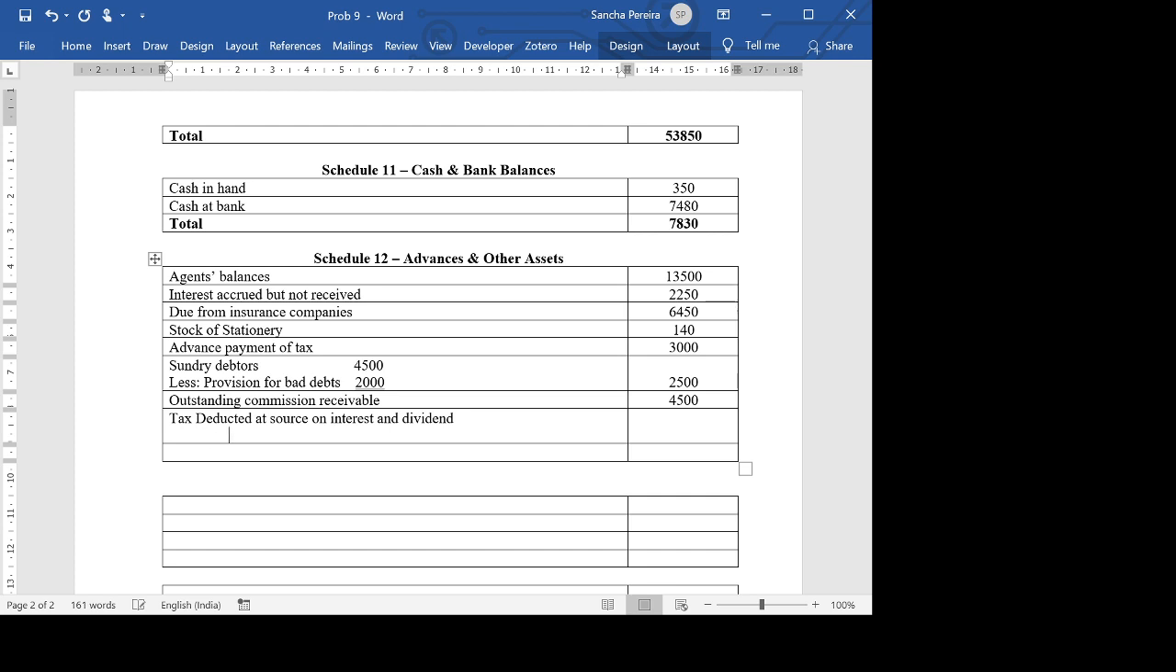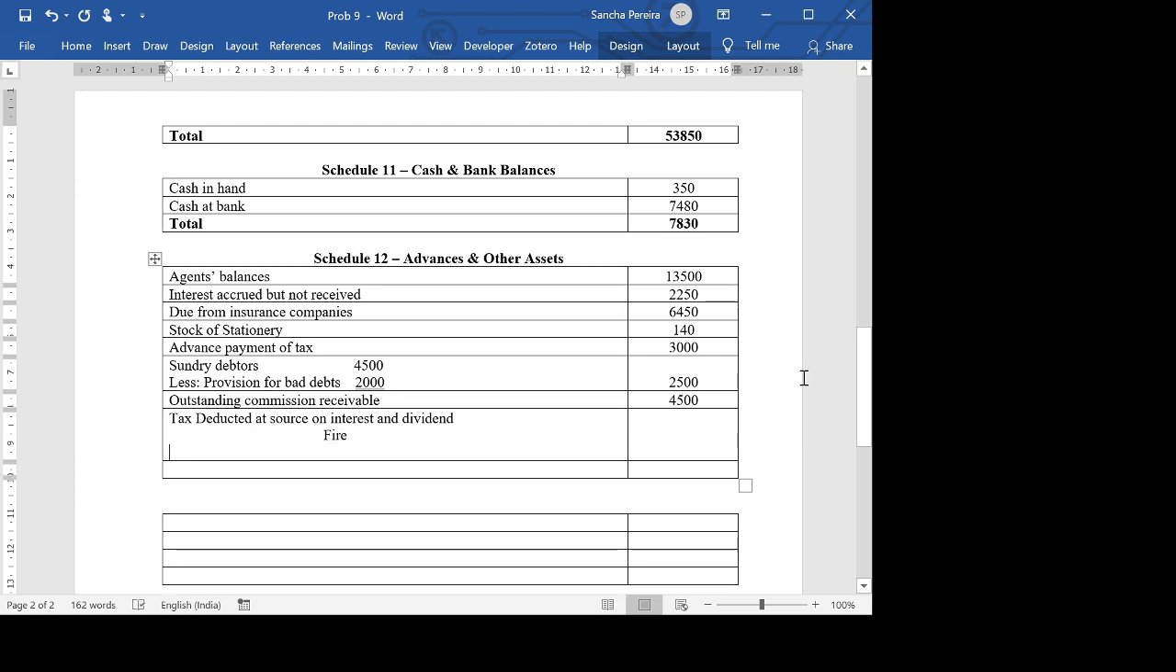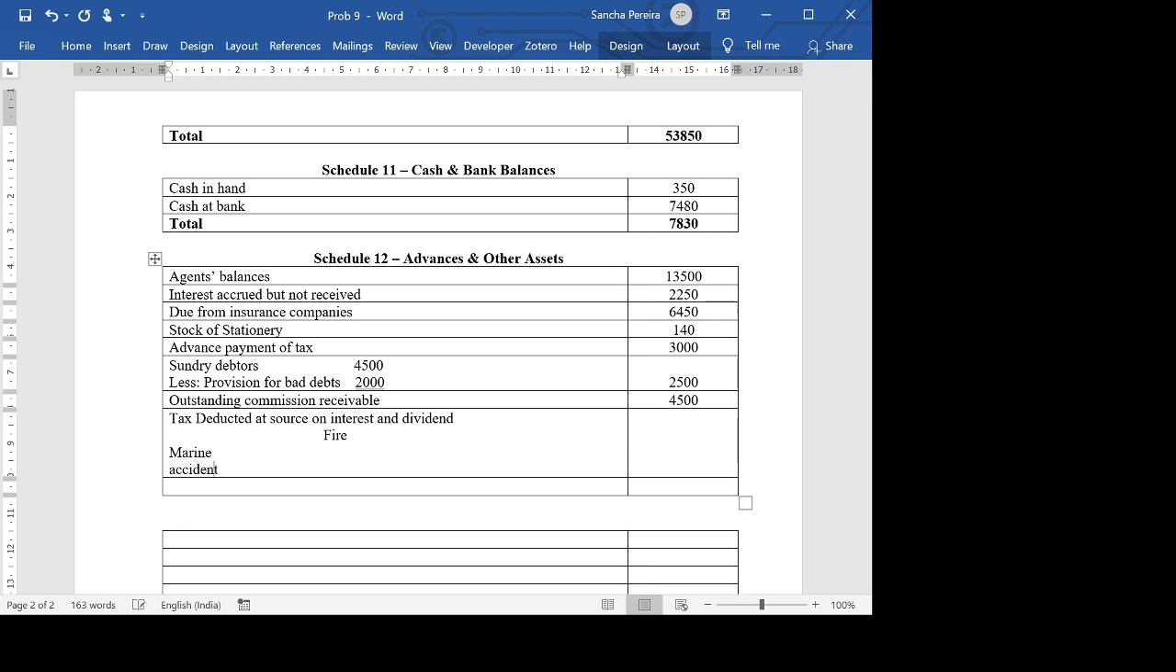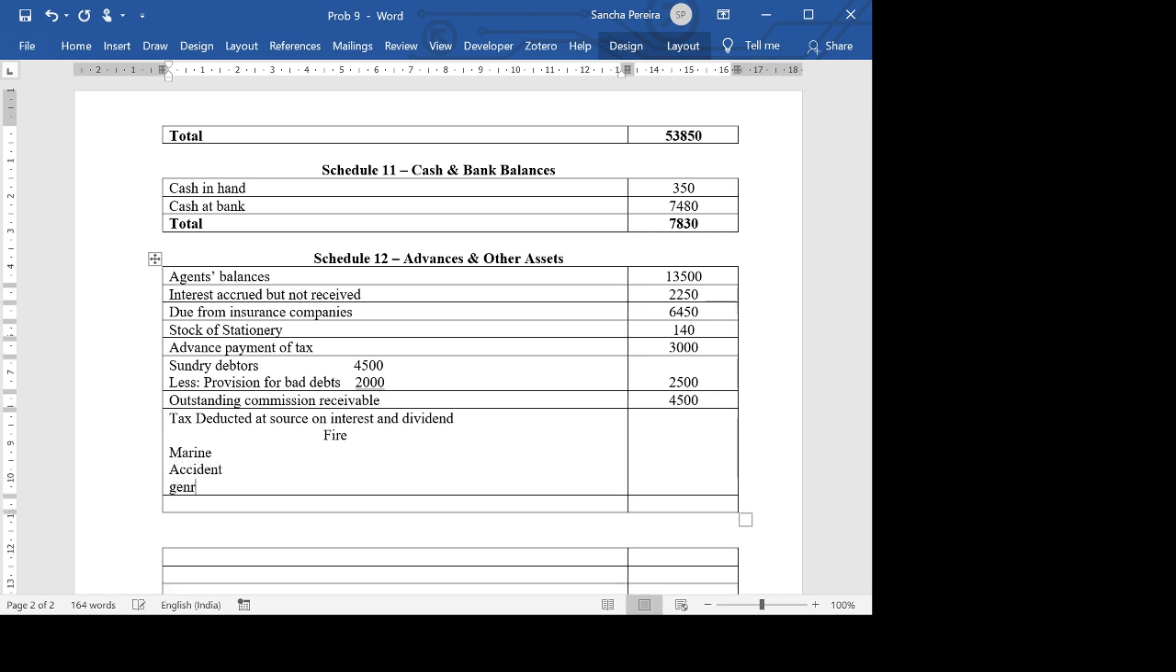We have four items here: fire, marine, accident, and general. So I'll write all those down. Fire, marine, accident insurance, and general insurance.